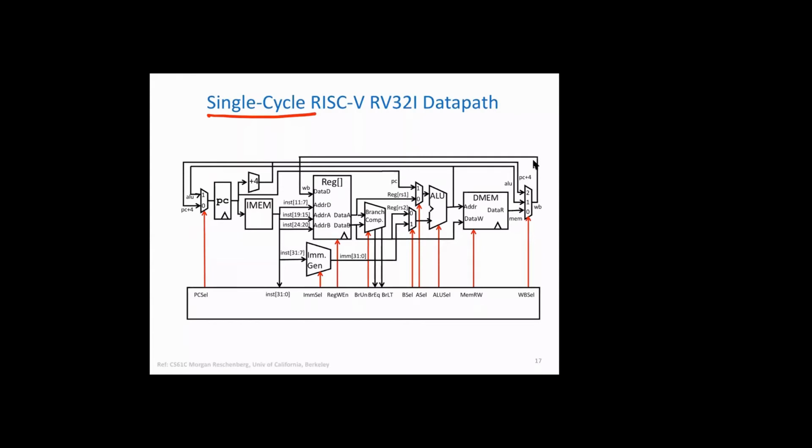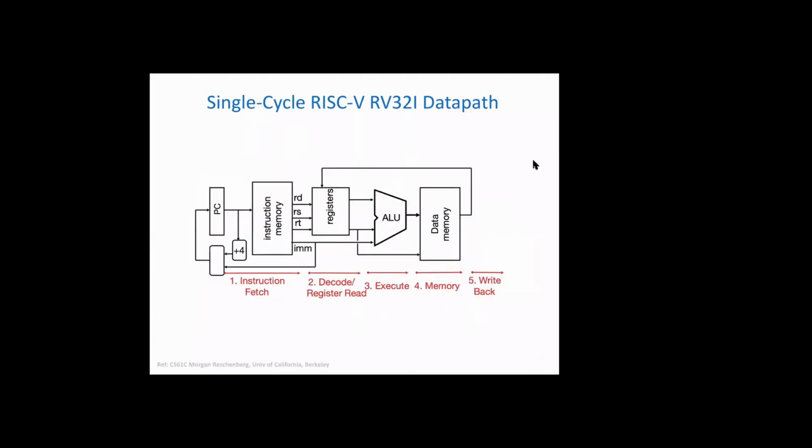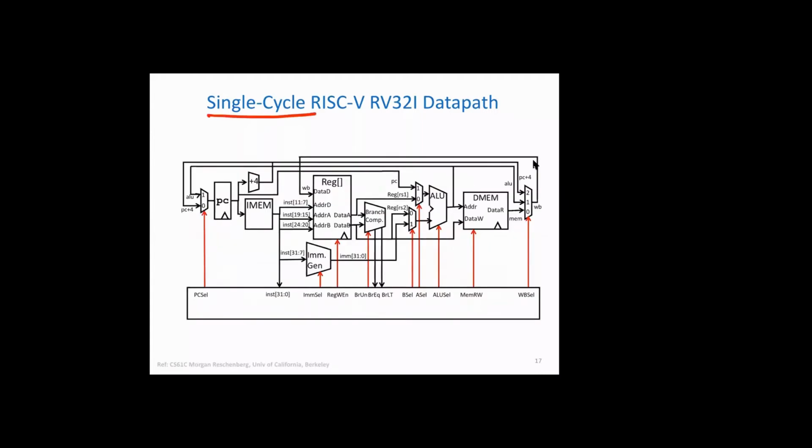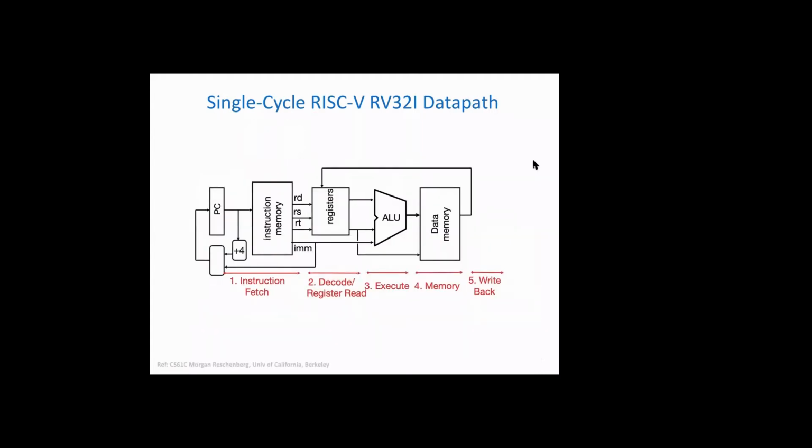Now we need to modify this into pipeline design, right? Single cycle to pipeline. So this is a simplified design of this pipeline, right? The same thing we are representing as here. So there are 5 phases in this one: instruction fetch phase, decode and register read, execute, memory, and write back.